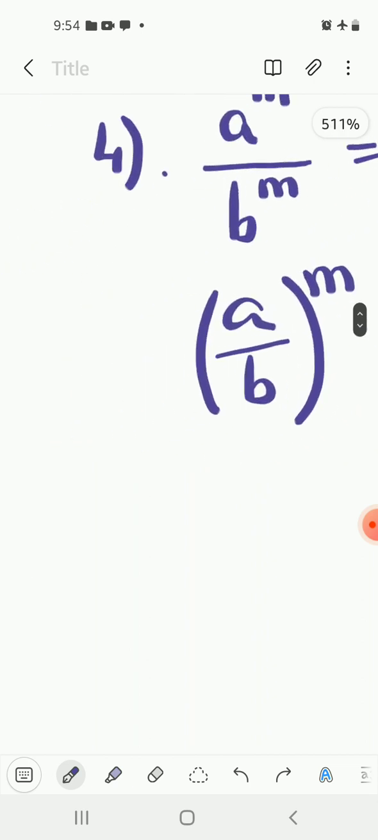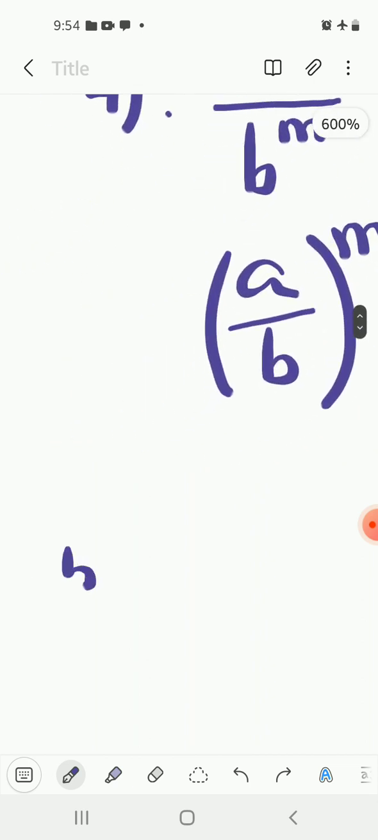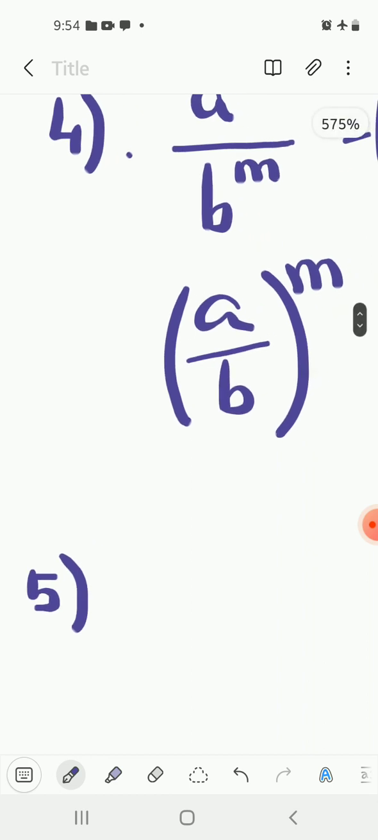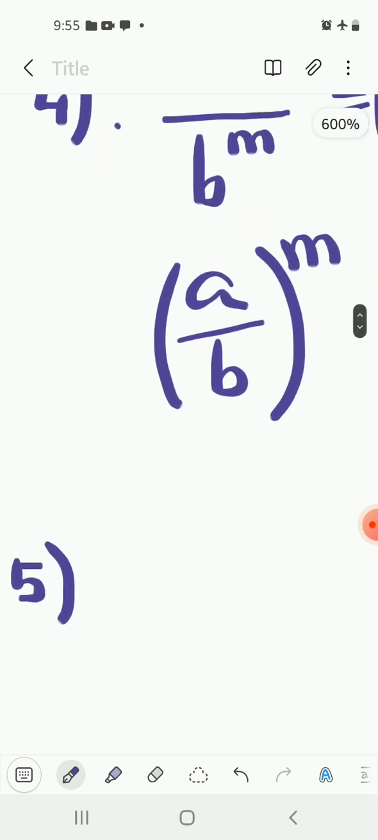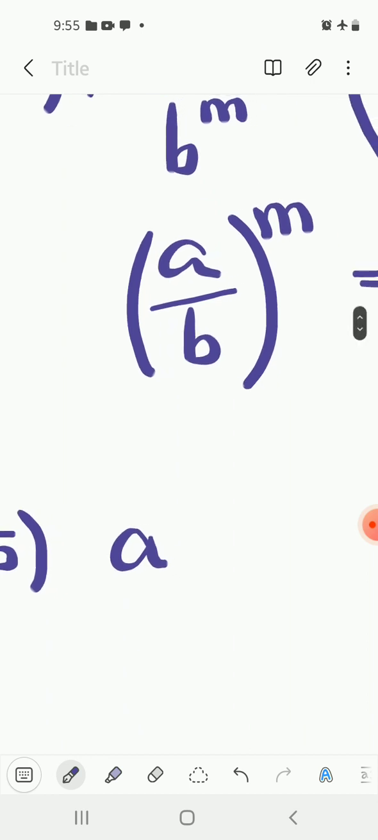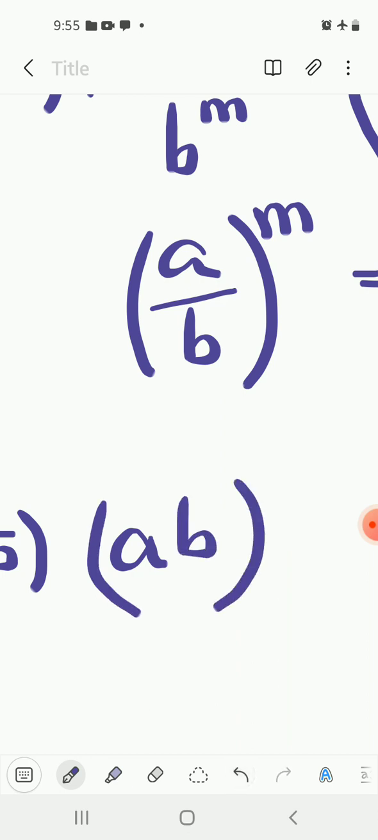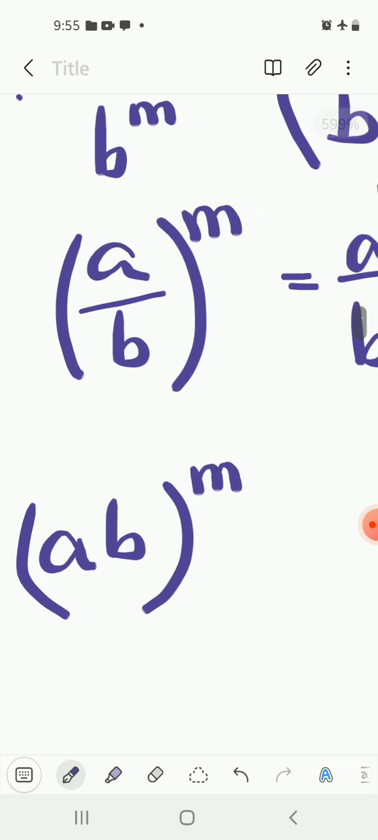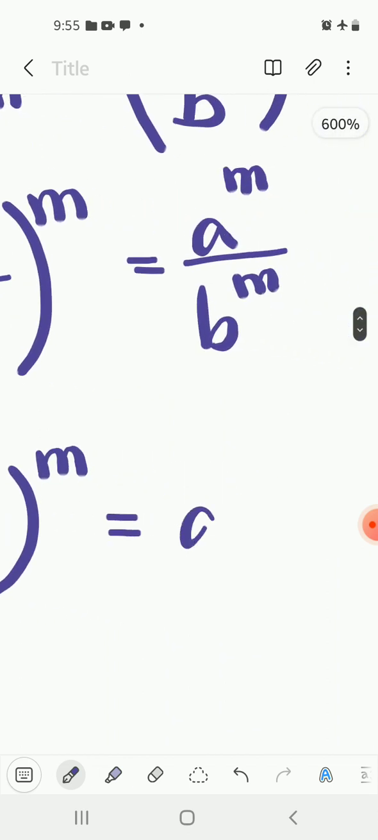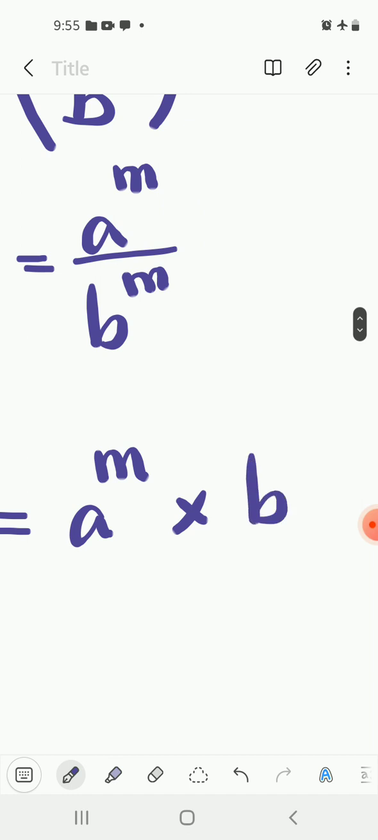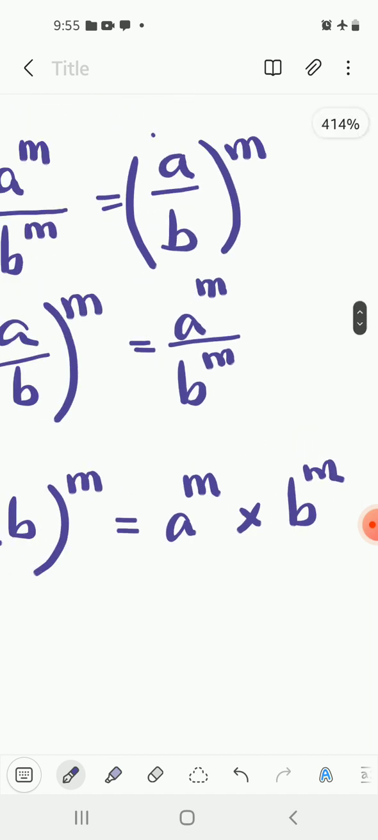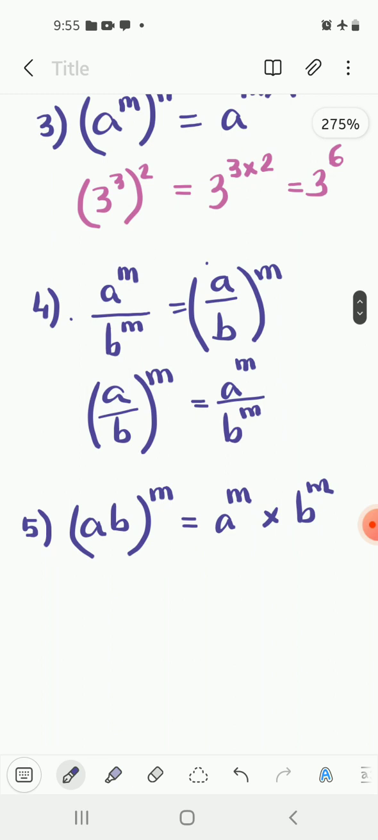Now we'll move on to law number 5. A into b can also be written as ab. It means a into b to the power m. It can be written as a to the power m into individually b to the power m. So this is law 5.